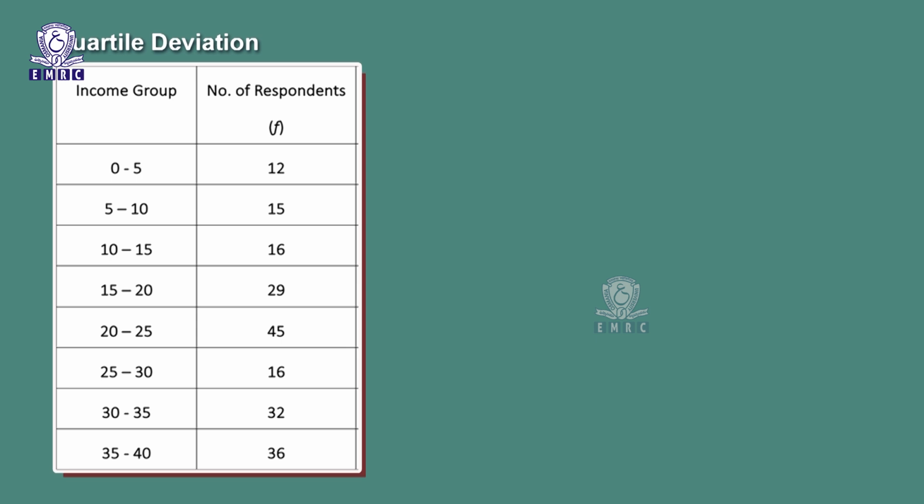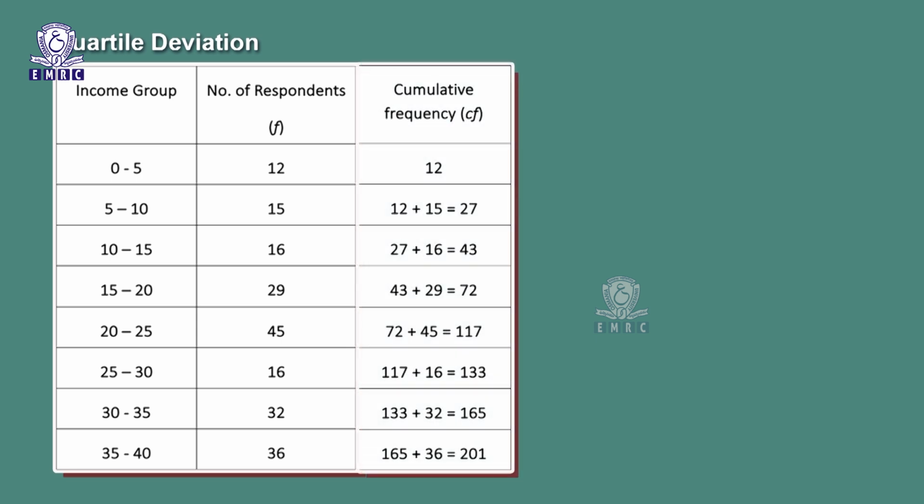The first step is to calculate the cumulative frequency. In the first one we are going to get 12 because there is only 12. In the second column, 12 plus 15, that comes to 27. 27 plus 16, it comes to 43. 43 plus 29, it comes to 72. 72 plus 45, it comes to 117. 117 plus 16, it comes to 133. 133 plus 32, it comes to 165. 165 plus 36, it comes to 201.